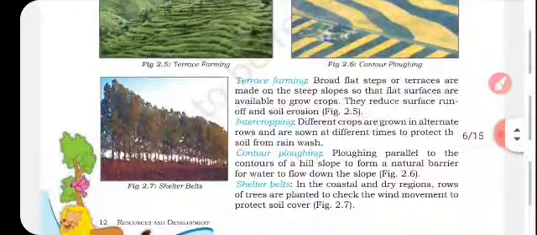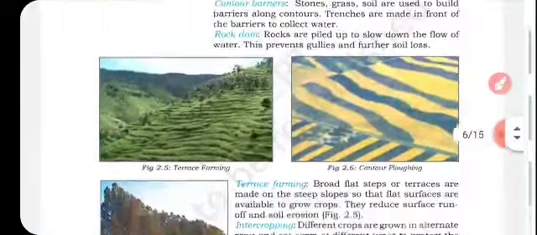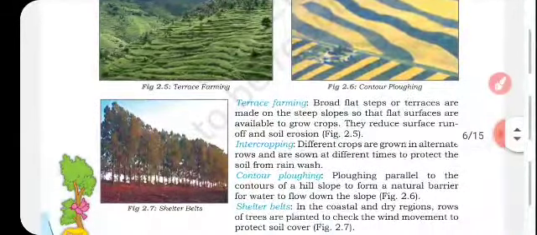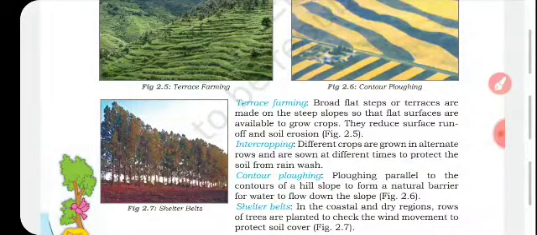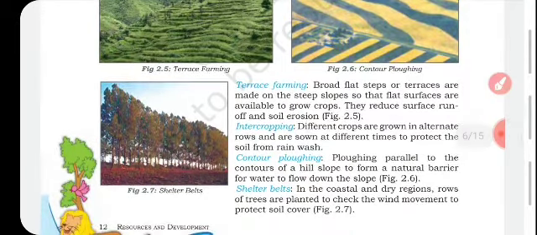Next, the fourth one is terrace farming. In terrace farming, broad flat steps or terraces are made on steep slopes so that flat surfaces are available to grow crops. Flat surfaces are made in the hilly area, and there crop production is possible. They reduce the surface runoff and soil erosion. The same thing is happening in terrace farming.